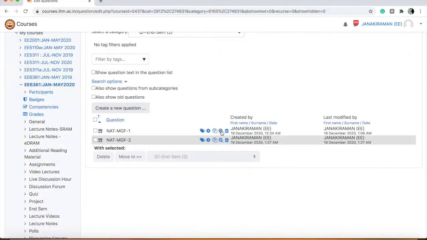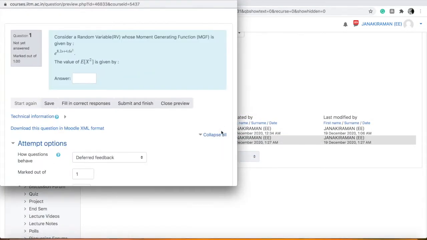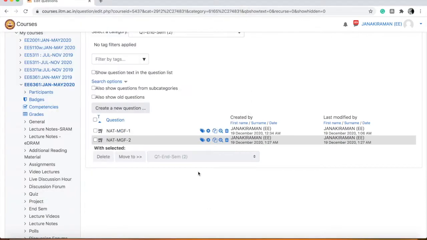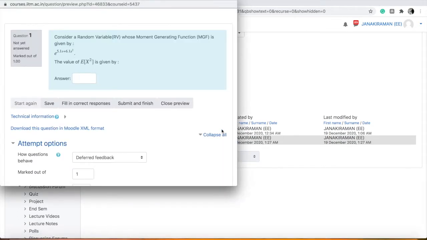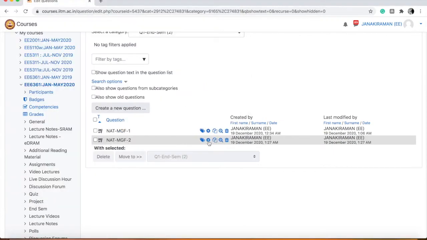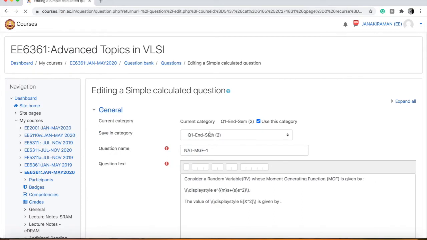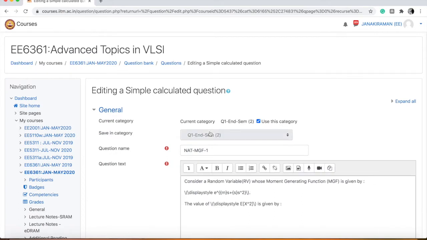Let me look at this particular question before I show you how they are created. I launched it the first time, and you see that it's the same question as we saw earlier, but this time it is e power 8.2s plus 4.6s squared. That's the moment generating function, and I'm asking what the value of the expected value of X square is. Now I'll again create this particular question, and this time you see it is 5.1s plus 6.1s squared. So how does that happen? It's the same question, but each time you instantiate it, it gets instantiated with a different set of numbers.